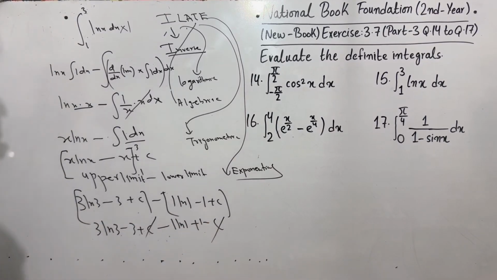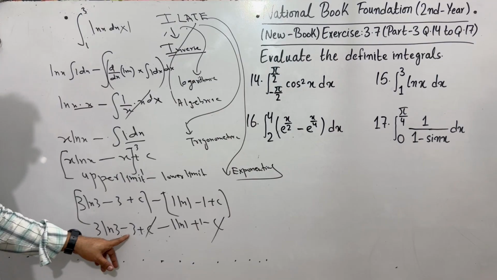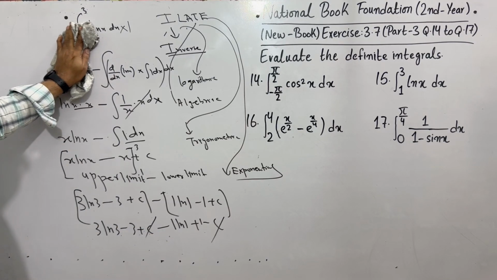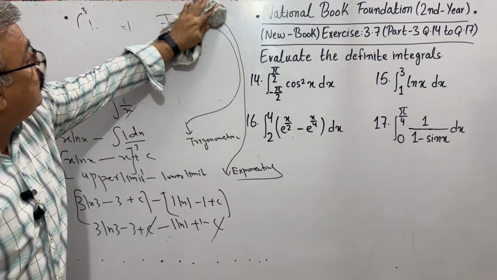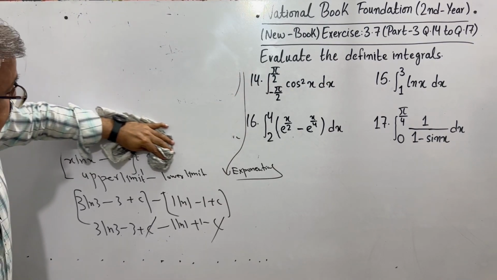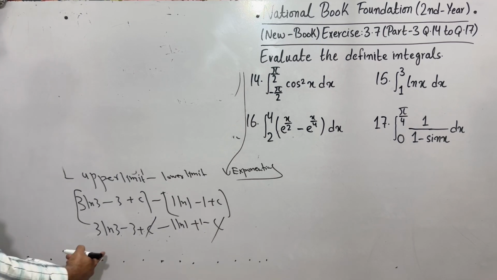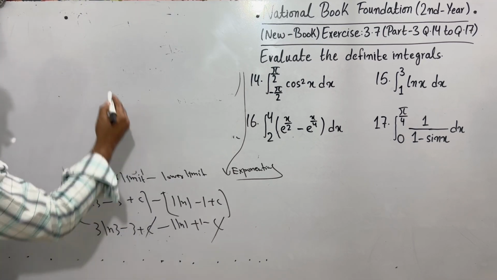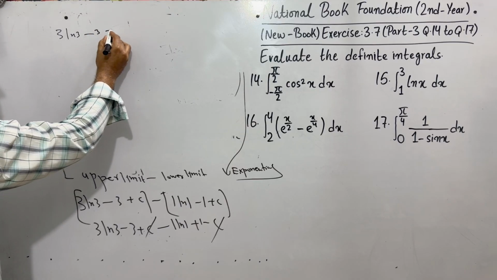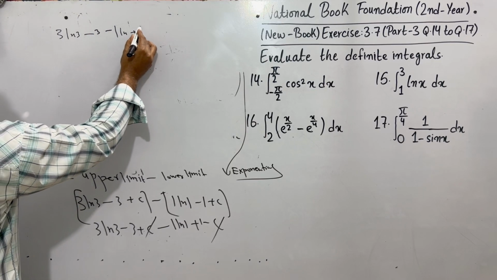c. C cancels out. 3 ln 3 minus 3 plus, okay, whatever remains, let me write in a good fashion for you, as I am running short of the frame. Cutting short my journey, coming back from the start of the board. That is, I am left with 3 ln 3 minus 3 minus 1 ln 1 plus 1.